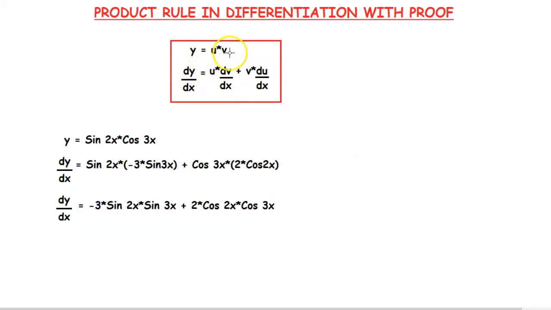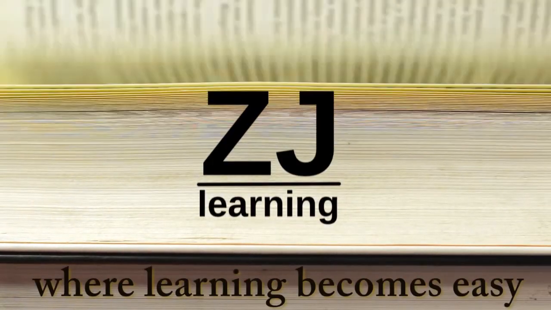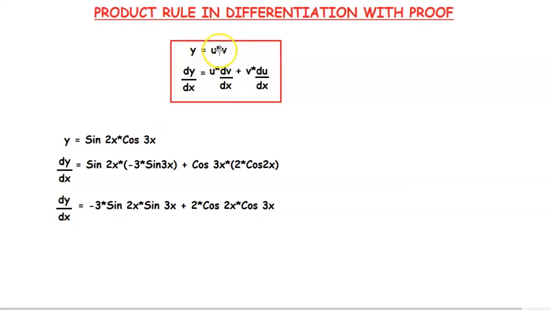Today we will learn how to find the derivative of a multiplication of two functions. When we have two functions u and v, then the derivative of the product of these two functions can be found as u multiplied by the derivative of v with respect to x plus v multiplied by the derivative of u with respect to x. This is known as the product rule in differentiation.